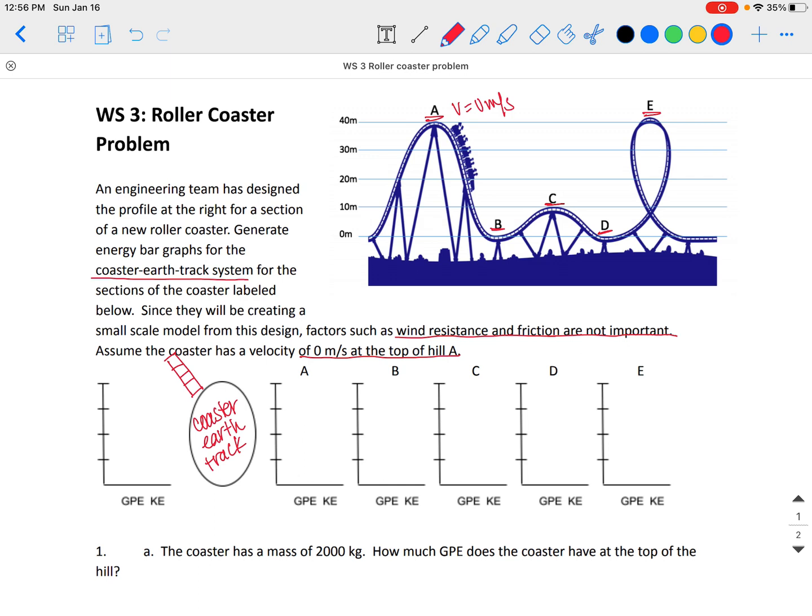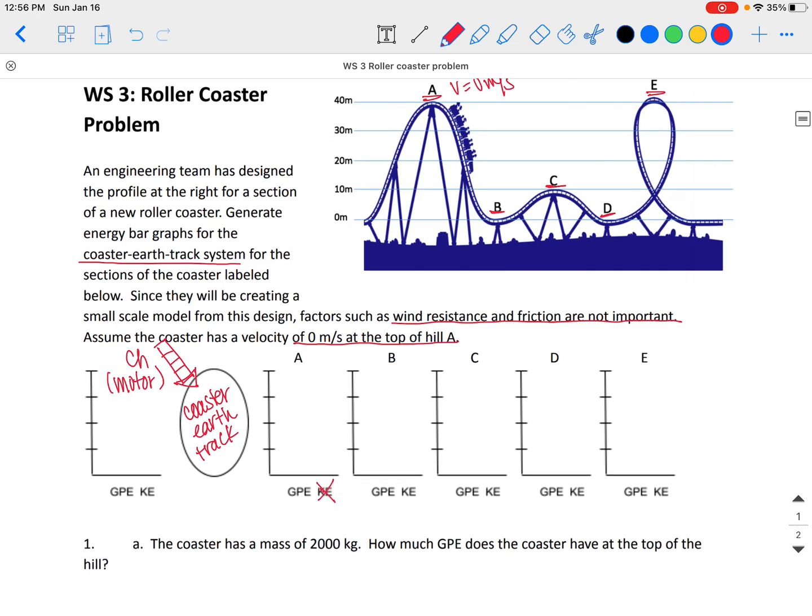I'm going to draw 4 blocks to represent that energy coming in. And since it's a motor, that would be considered chemical energy. So there's no energy in the system when it starts. Now, the motor is going to get it to point A. At point A, we obviously have no kinetic energy, but what we do have is a height above the ground, 40 meters. So to represent 40 meters, I'm going to draw 4 blocks.